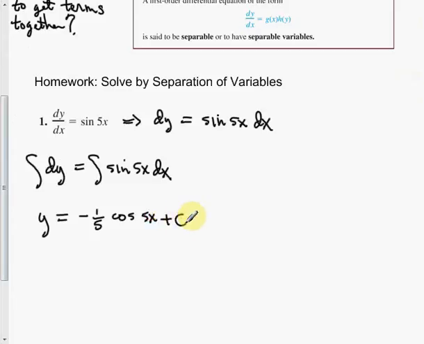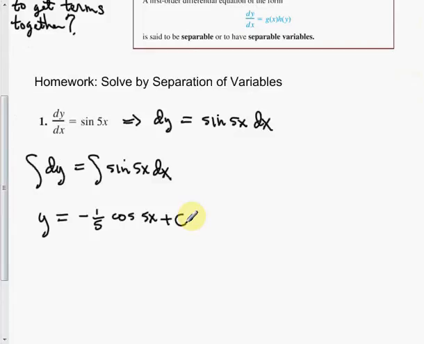All right. Why the negative? Because the integral of sine is what? Negative cosine. So now, secondly, why the 1/5? Because of 5x. But what method did you use to be able to get the 1/5? Well, the chain rule applied to an integral.